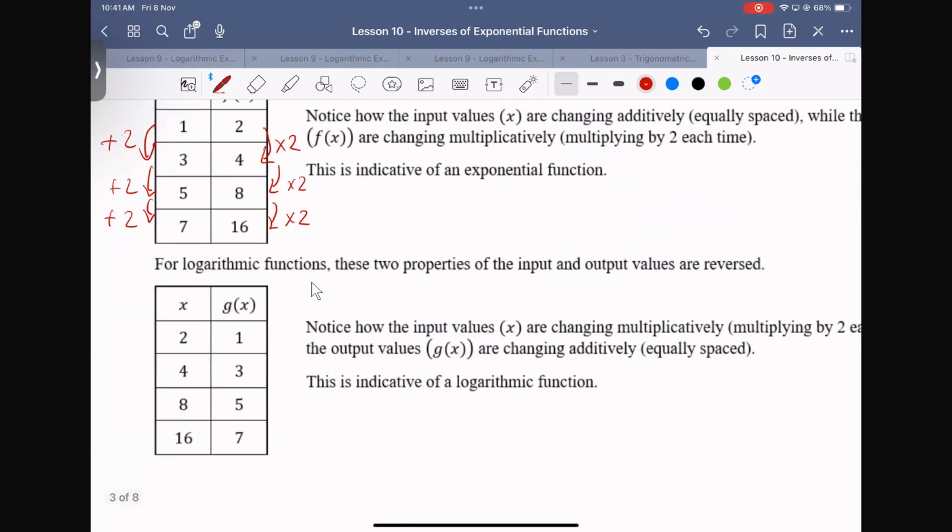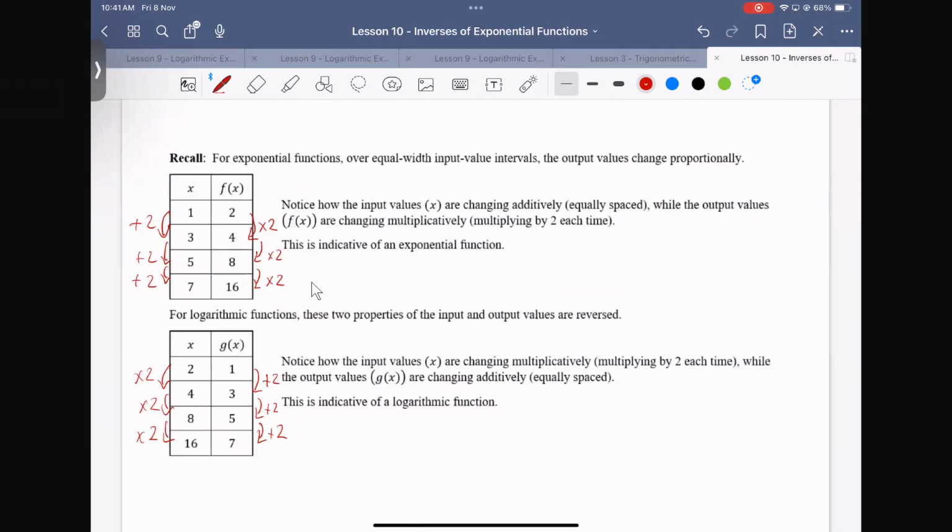So notice how the logarithm function therefore has to be the opposite. We have increasing proportional input values that will produce a linear pattern in the output values, because the inputs are reversed. The domain and range get switched. So as the input values change multiplicatively or proportionally, the output values change additively or linearly, with a linearity, if we wish.